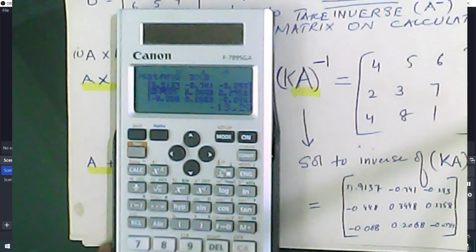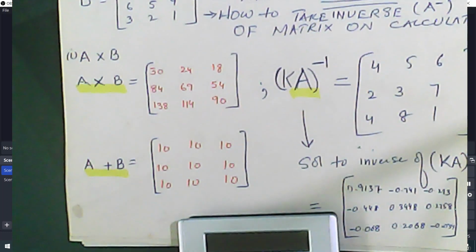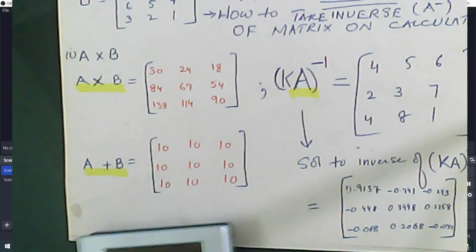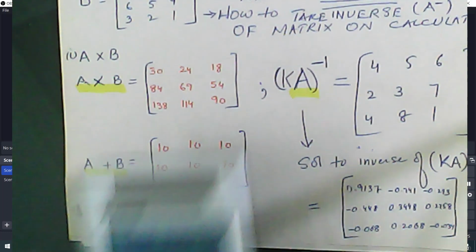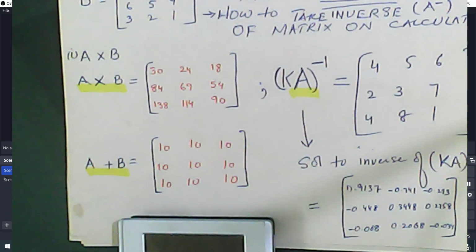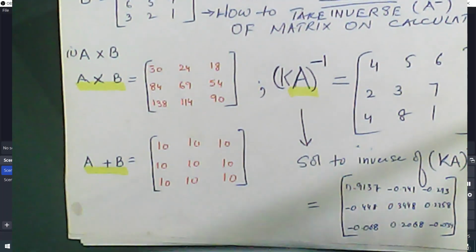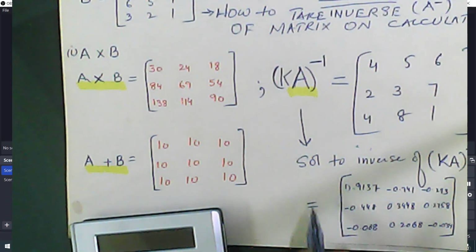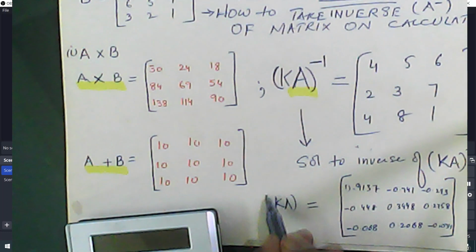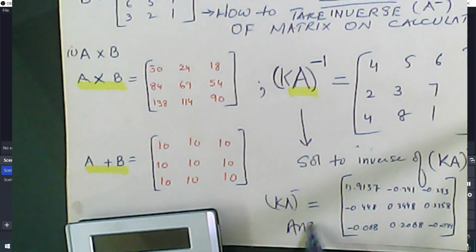Okay, so in this video you have seen all the basic modes of operation for a 3 by 3 matrix on the calculator, and the results are also shown to you in sequence. The A cross B solution is this, the A plus B solution is this, and the inverse answer is shown to you over here. This is our answer for KA inverse.